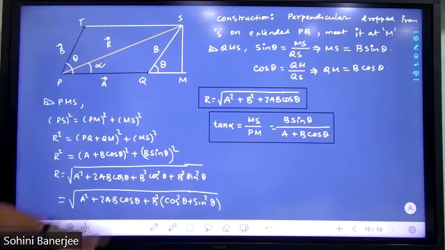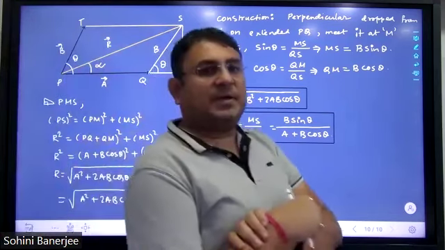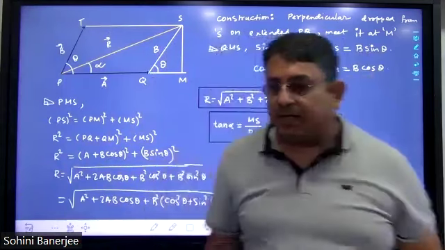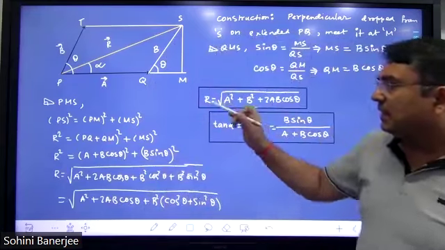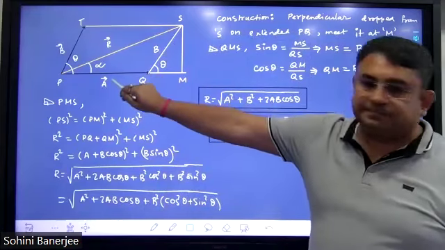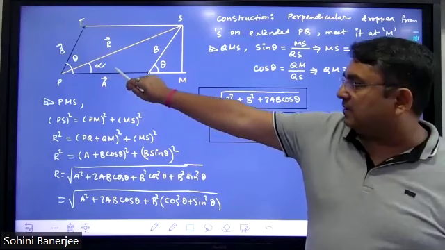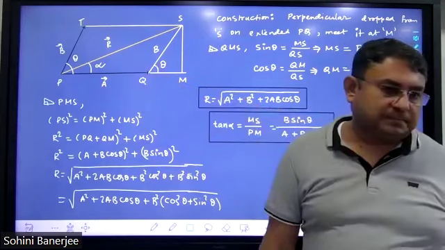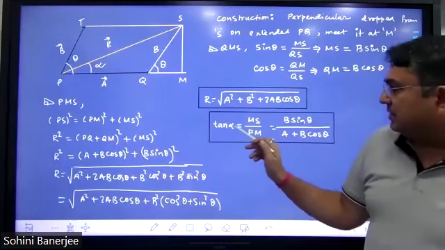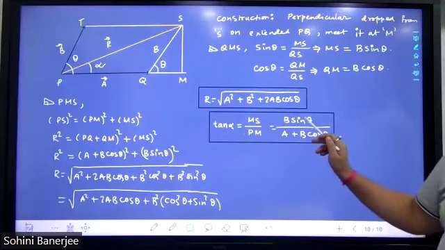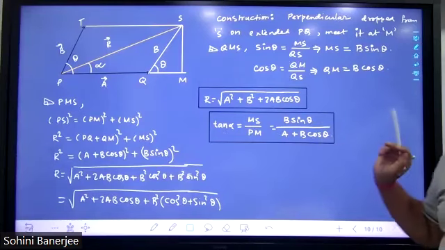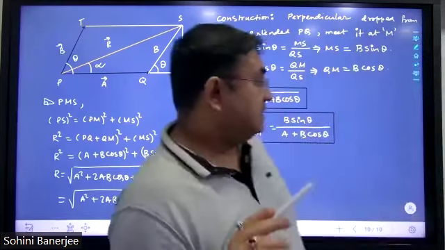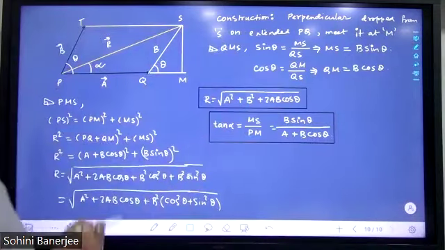So how to remember this formula? The magnitude part is very easy. That is root over A square plus B square plus 2AB cos theta. Regarding the direction, you just look at the expression. I have taken alpha with A. Tan alpha, that alpha is the angle made by this R with A. And in the expression you see, on the left hand side you got tan, on the right hand side sin in the numerator, cos in the denominator. Clear?